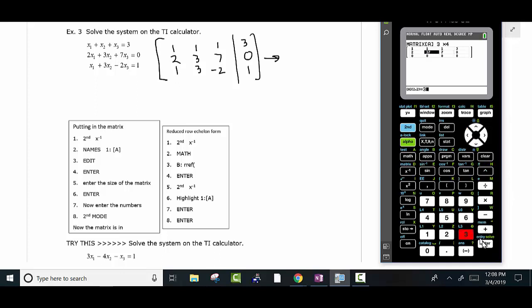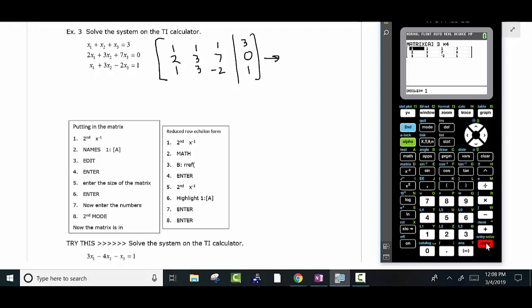So that's 3, 7, and then 0. And then the last row, what I get is 1, 3, -2, and 1. And just let me know if you don't see how everything's being put in. So that's step 1 really, is just get your matrix in. Okay, is everybody with me there okay?